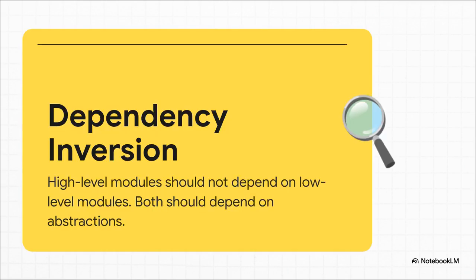And that brings us to our last letter, D, for the dependency inversion principle. Now this one kind of flips traditional thinking upside down. It says our high-level, big-picture code shouldn't depend on the tiny, nitty-gritty implementation details. Instead, both the high-level and low-level stuff should depend on abstractions, like interfaces. This is kind of the secret sauce that holds it all together.